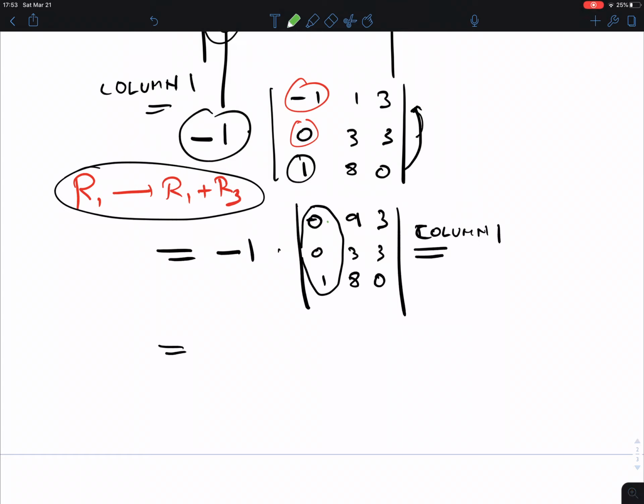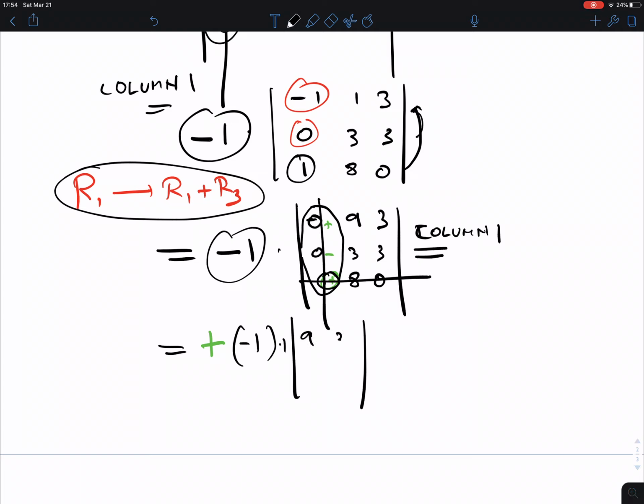So signs always, you see, they're very important here. Plus, minus, plus. So we have a plus sign here. Okay, so plus, I'll write it. That's this guy. I have this -1, of course. It's a bit silly that I write it this way. And then, what we have, a 1 here. That's why I want pivots, right? It makes it easy. So I times 1. And then the cofactor is 9, 3, 3, 3.